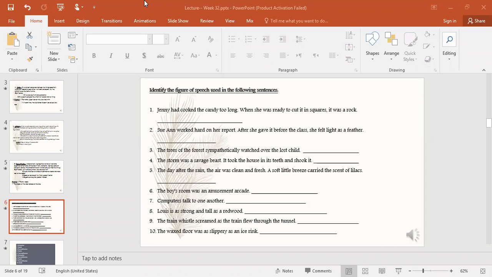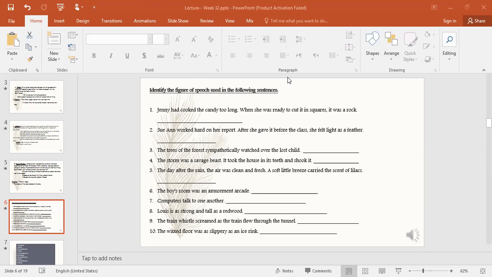How did you know that this is a metaphor? Did he use any comparison tools? No, he didn't use as or like. He just said it was a rock. If he would have said it was like a rock, it would be a simile. Thank you, Zahra. Number 2, Razan.